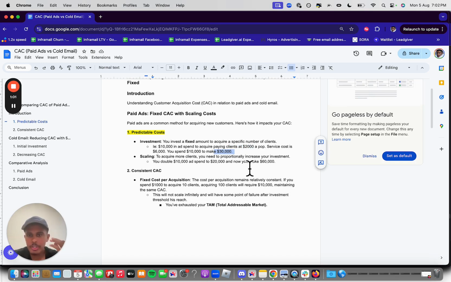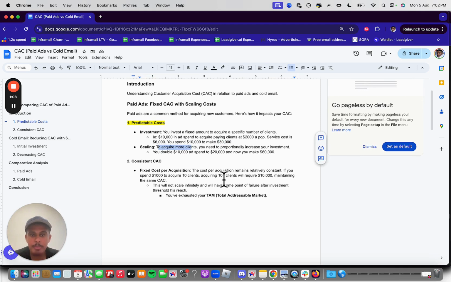Okay. So for every $10K you put in, you get $30K. For every $20K you put in, you get $60K. For every $30K, you get $90K, etc. So scaling to acquire more clients, you need to proportionally increase your investment, right? So if you want more clients, you need to spend more money on ads, and that hurts your profitability.